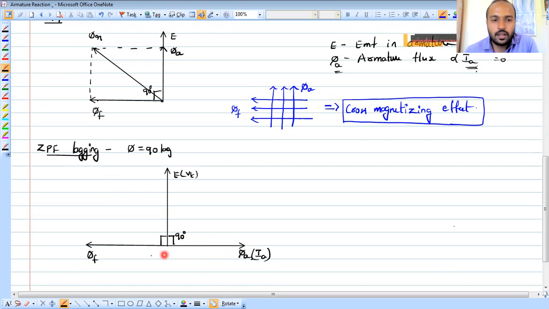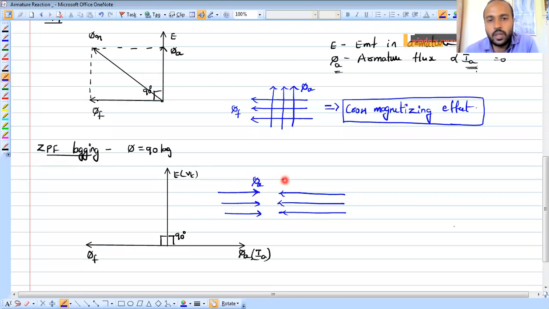In this case, these two fluxes are moving opposite to each other, right? Here our main field is moving in this direction, and our armature flux is moving in this direction. So those two are moving opposite with respect to each other. Then we call it a purely demagnetizing effect. Why am I saying it is a demagnetizing effect?